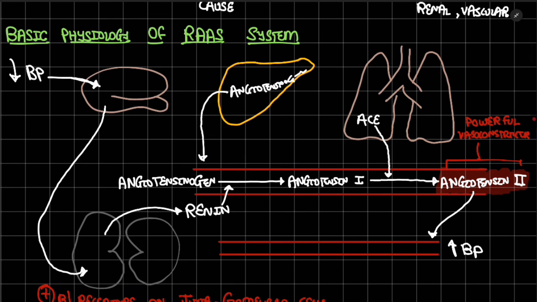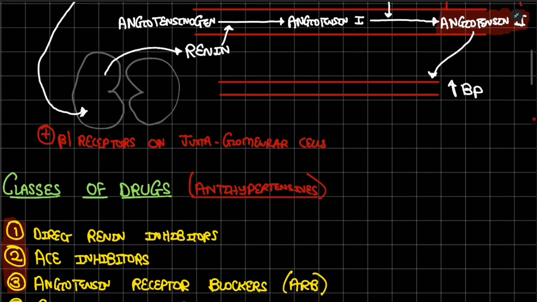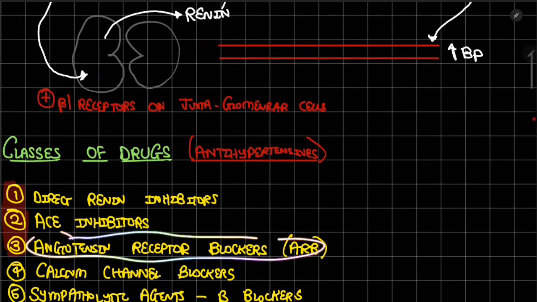When angiotensin 2 gets released, there are receptors on the blood vessel. These receptors are angiotensin 2 receptors. When the angiotensin 2 receptor is stimulated, it increases BP. So if we block this receptor, there will be no stimulation of it due to angiotensin 2, and thus the BP will not increase. This work is done by the angiotensin receptor blockers.